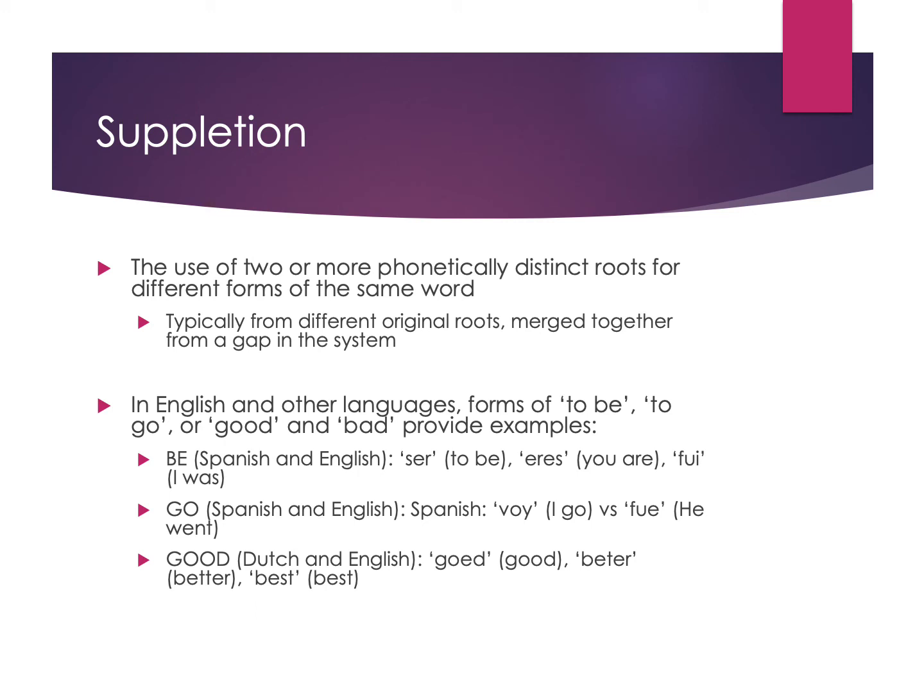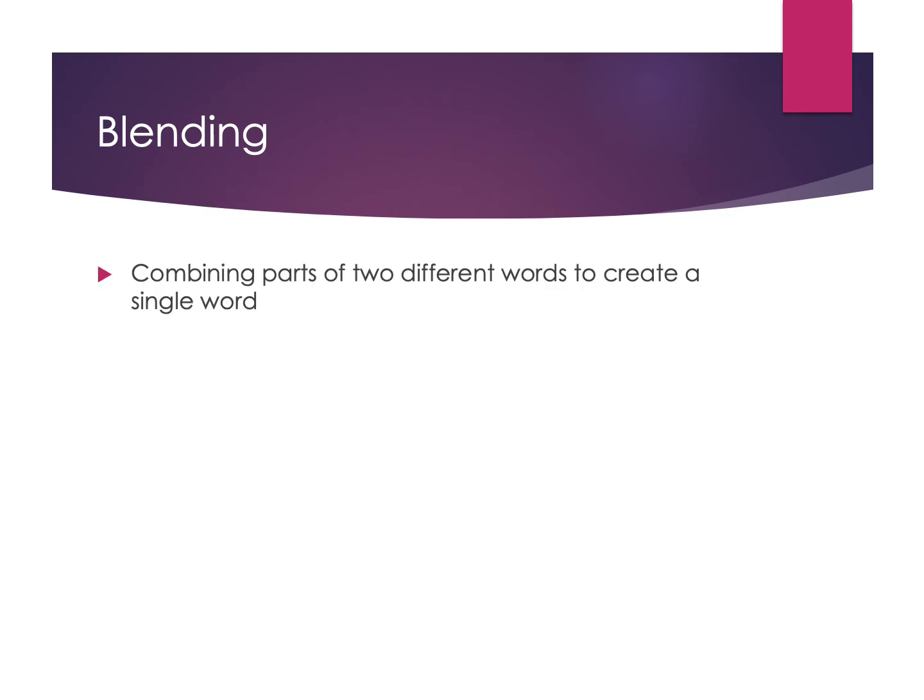Another one that's very common, similar to when we would think of compounds, is what's known as blending. We can combine parts of two different words to create a single word, sometimes using a full root of one and just a partial root of another, or just taking portions of two different roots and squishing them together. So this is just combining parts of words to create a single word. Let's look at some examples: smog, a combination of smoke and fog, or spork, with spoon and fork.